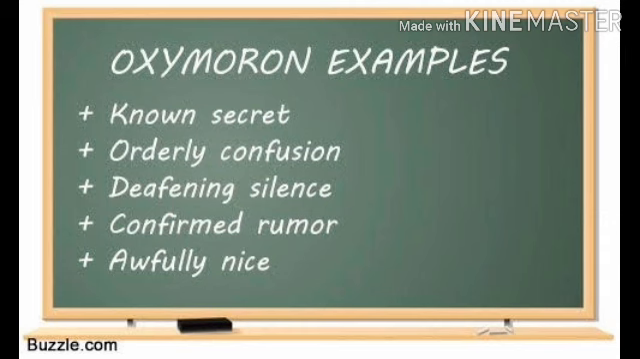Known secret, orderly confusion, deafening silence, confirmed rumor, awfully nice. Now, don't you think all these are contradictory, quite opposite? Like in the first one, if it is known to all, then how come it's a secret? Similarly, if there is order, if there is discipline, then how can there be chaos, confusion? Deafening. If something is deafening, quite noisy, then how come there be silence?